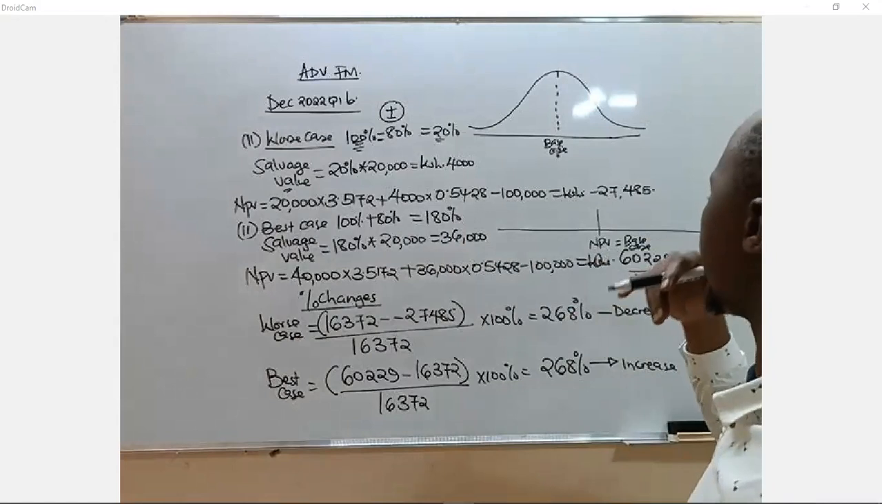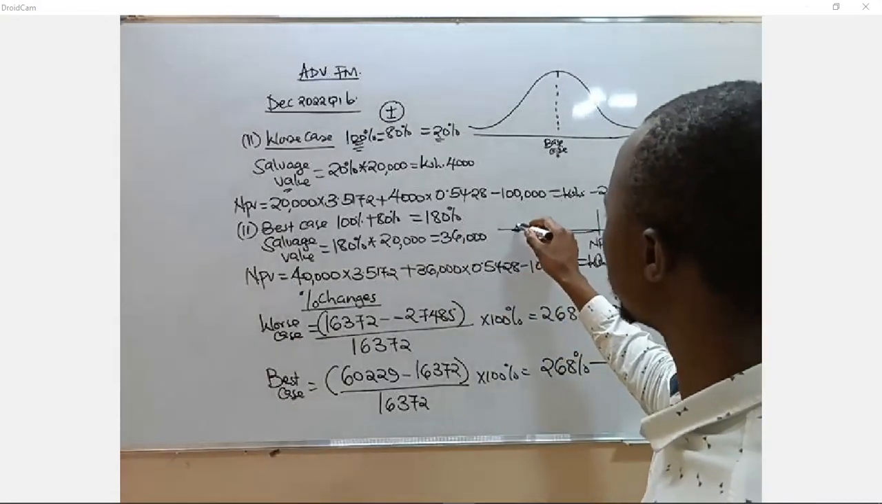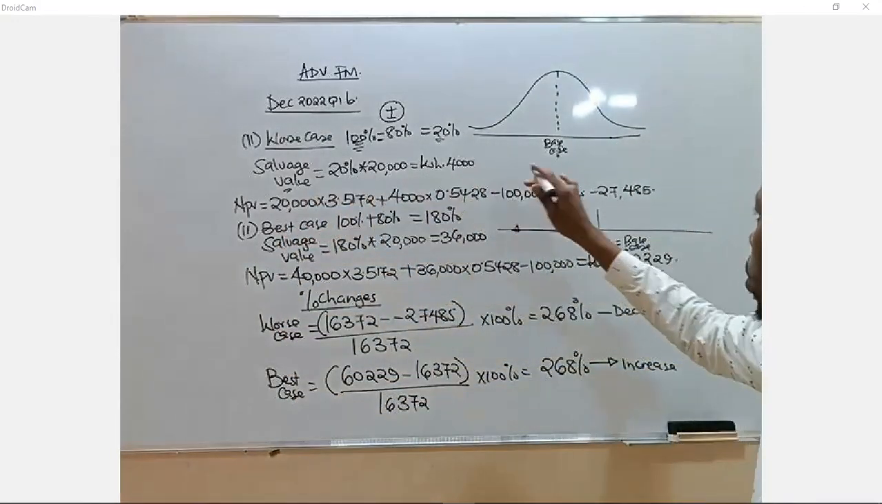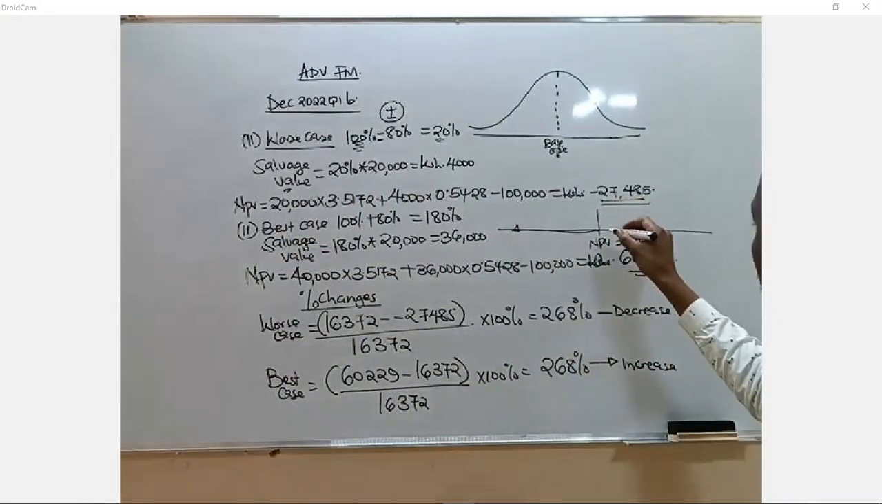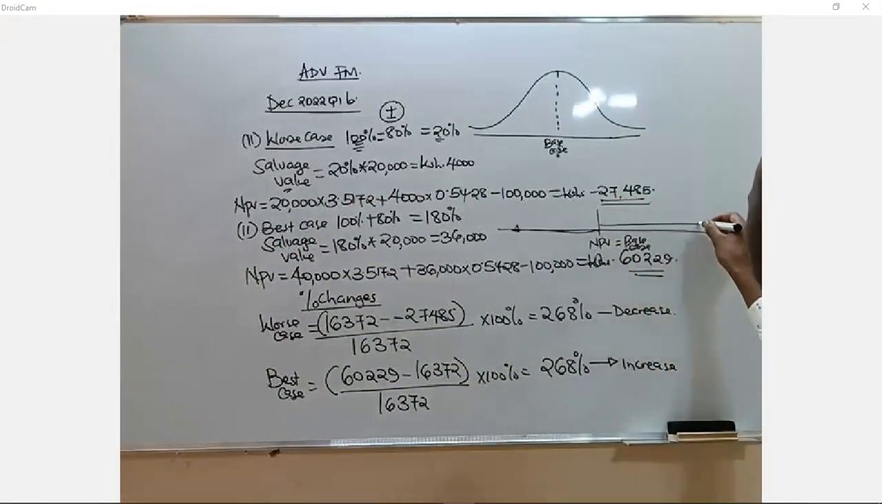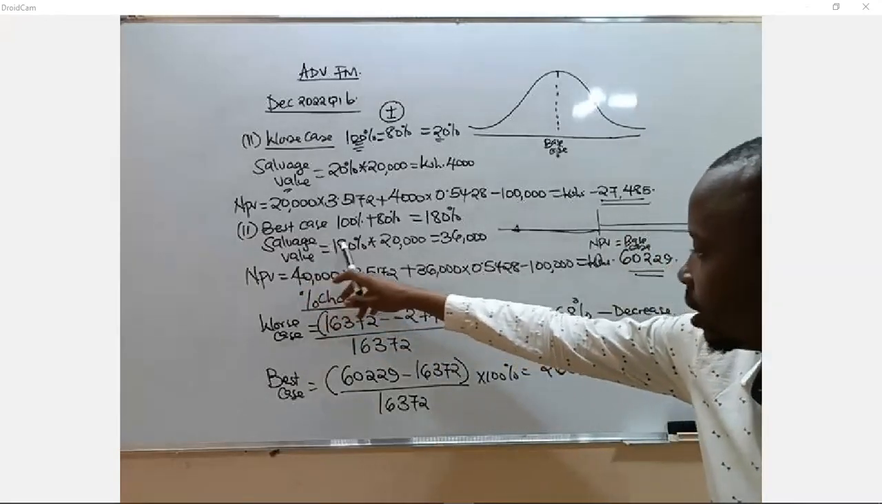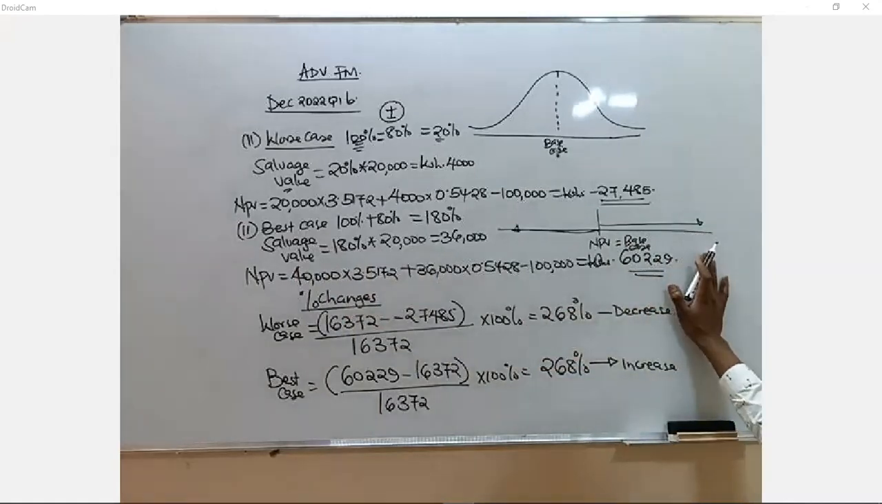So tunaambiwa, let's look at what will be the worst case scenarios. What will be the NPV of the worst case scenario? Na the NPV of the worst case scenario ndio ulipata -27. Na hapo kakuja unaambiwa, angalia the NPV of the positive side, which is the best case scenario. Ukakuja hapo ukafanya the percentage changes. Ukapata the NPV to be 6229. That is on the best case.